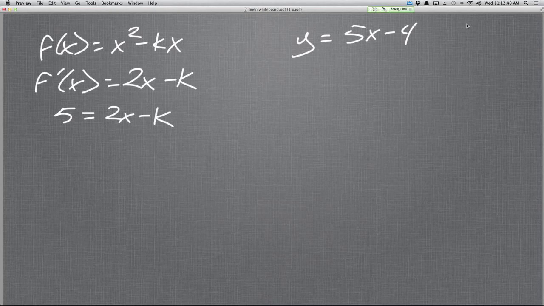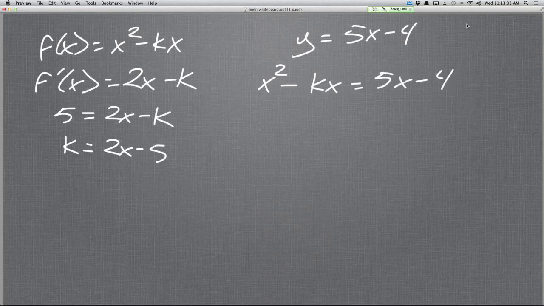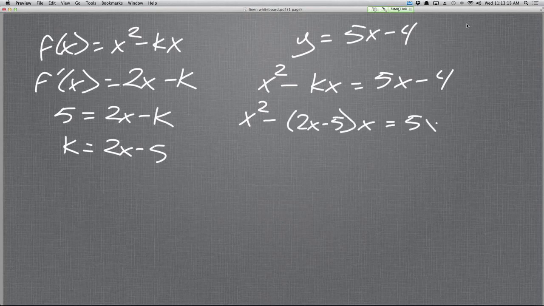And let's go ahead and get k by itself. So I'm going to add the k over, and I'm going to subtract the 5. So that's the first part I needed to do. What was the second part I needed to do? The point. And how do I get that? Set the functions equal. So I do x squared minus kx equals 5x minus 4. And we found k, so I plugged k in. So x squared minus 2x minus 5 times x equals 5x minus 4.